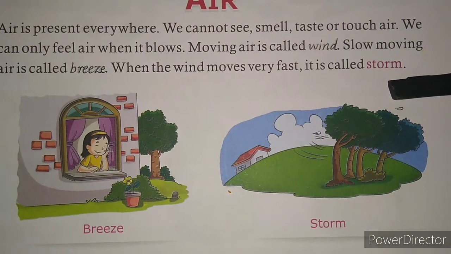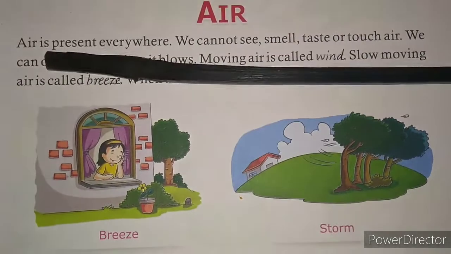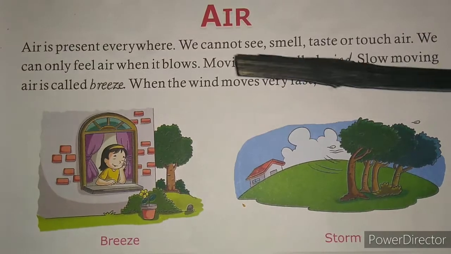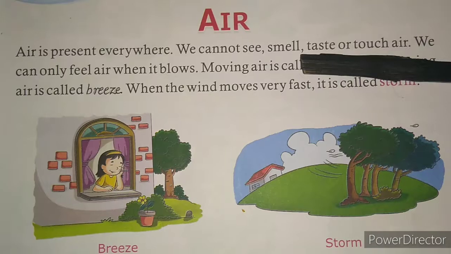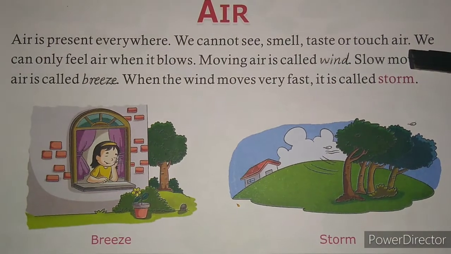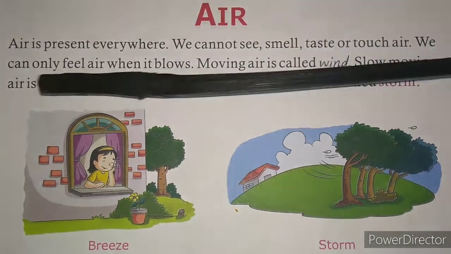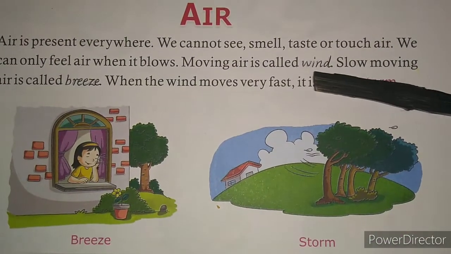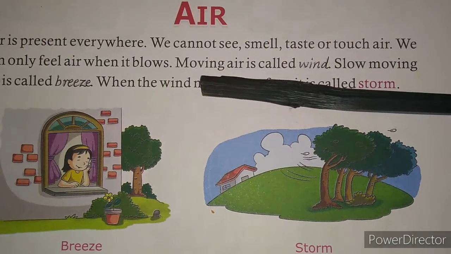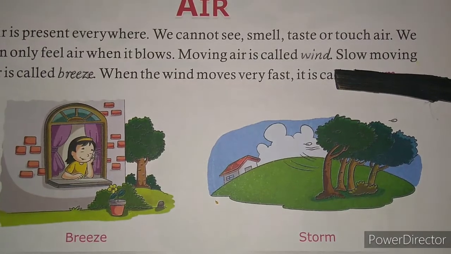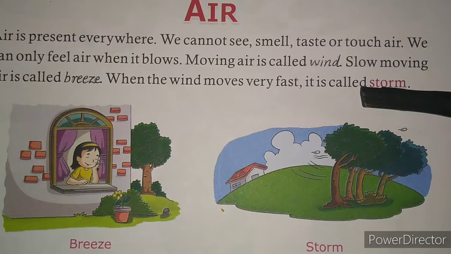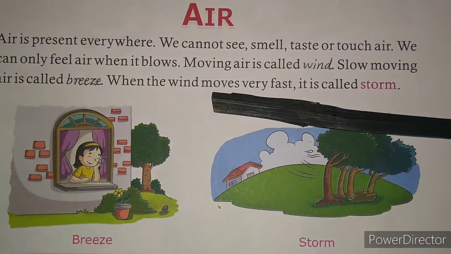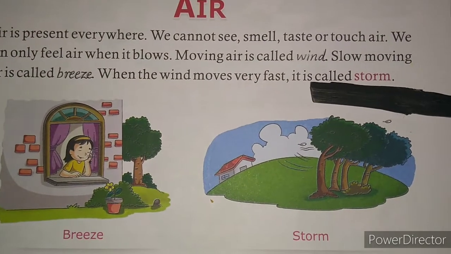So what have we learned today, children? We have learned about air. First, air is present everywhere. Second, we cannot see air, we cannot smell air, we cannot taste or touch air. Third, we can only feel air when it blows. Then we have learned about the wind. What is wind? When the air moves, it is called wind. That time it is not called air, it is called wind. When the air moves slowly, it is called breeze. And when the wind moves very fast, it is called storm.